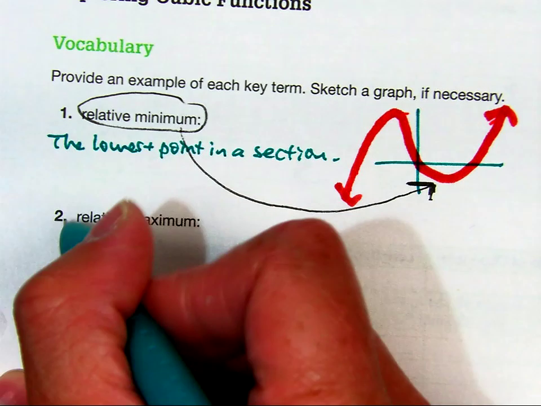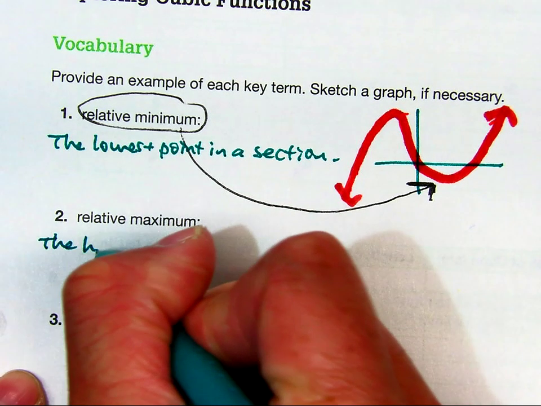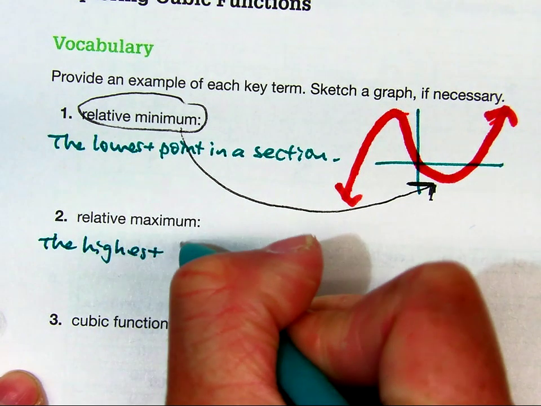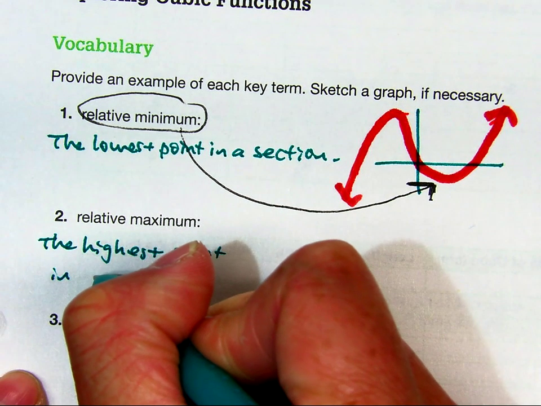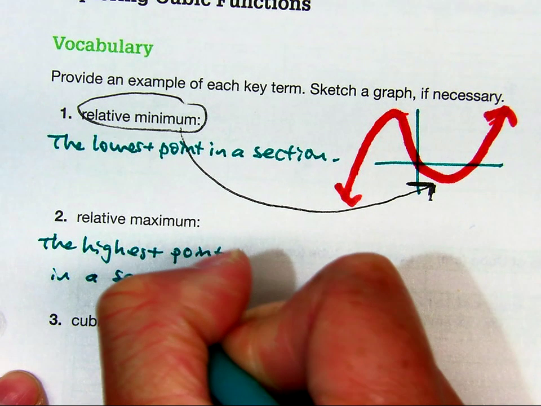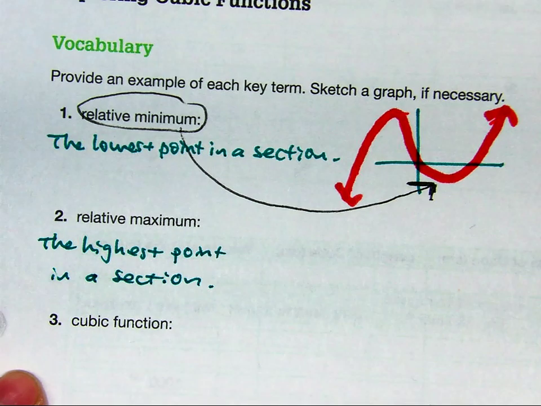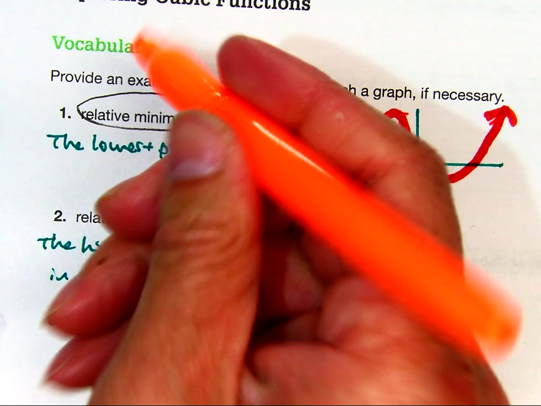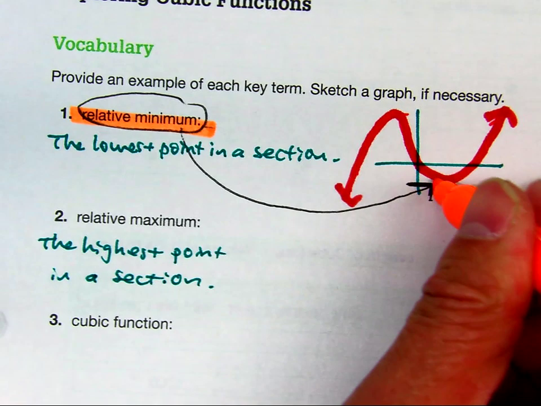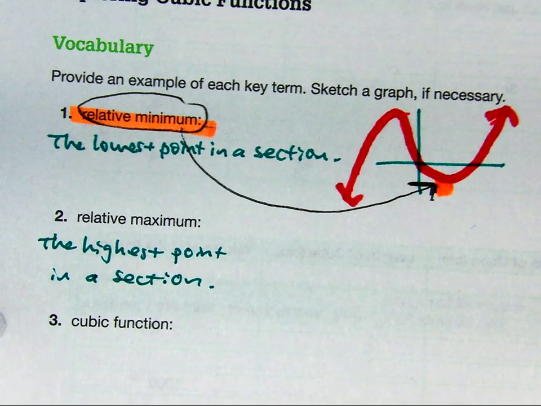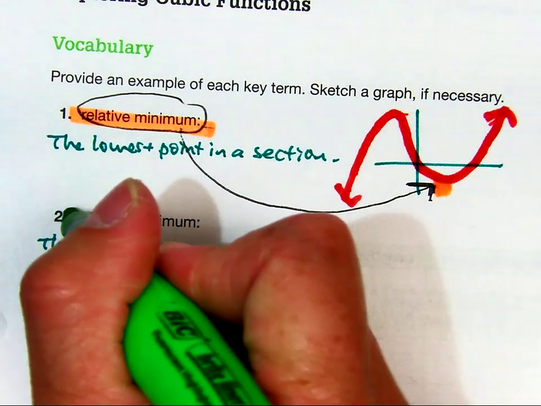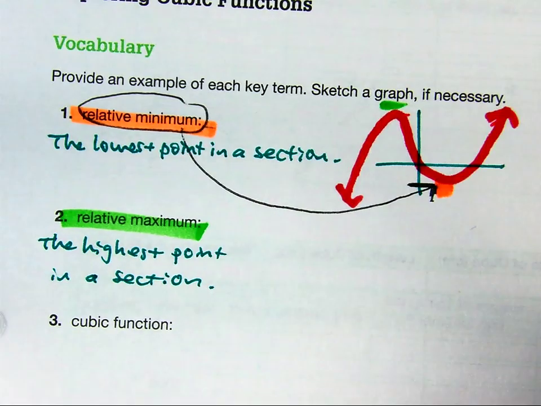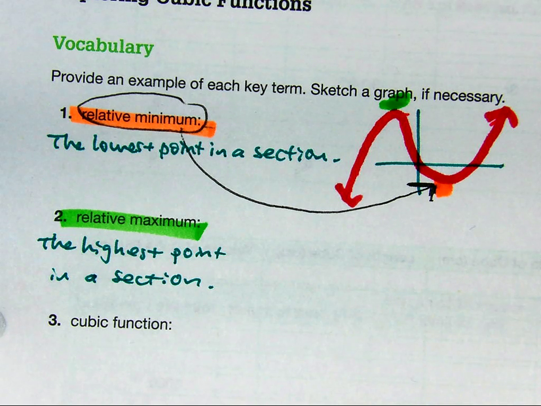What's a relative maximum? The highest point in a section of graph. So let's use colors. So relative minimum, kind of like that orange point. Relative max, it's not the highest point, right there.